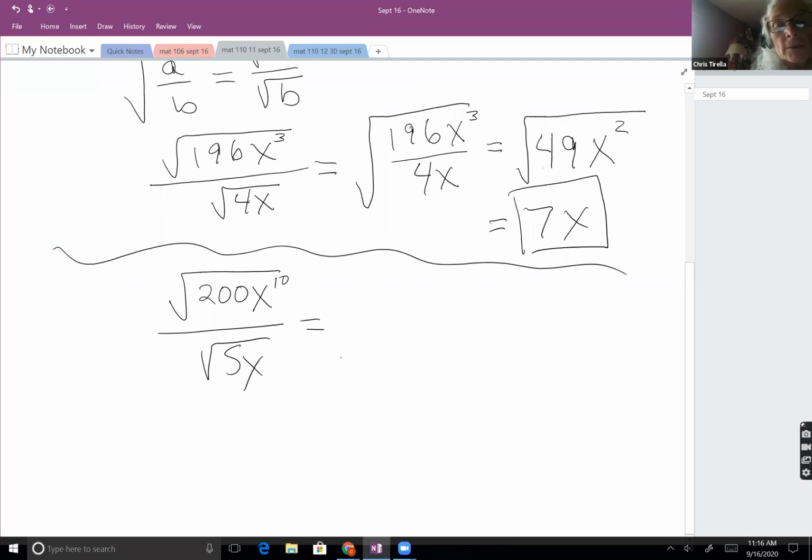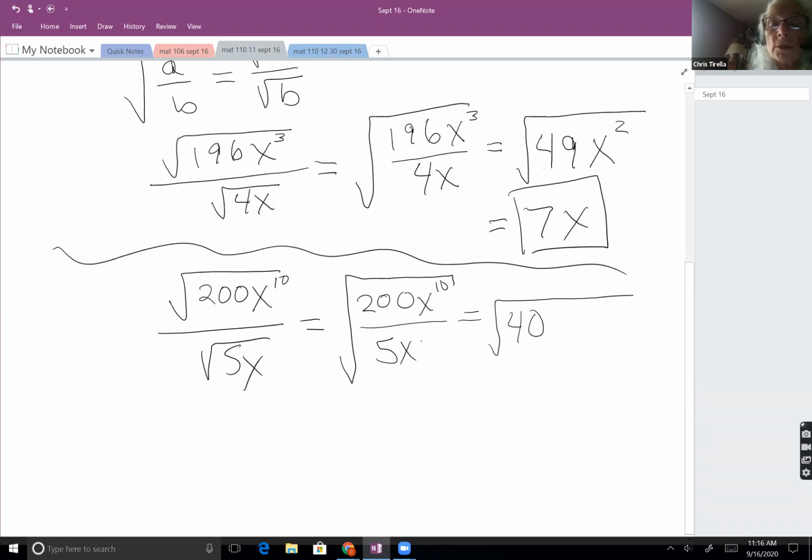both the same radical. So let me first start to see if, when I put the two radicands together underneath one radical, I can reduce that fraction. And yeah, 5 goes into 200. That would go in there 40 times. And x goes into x to the 10th, x to the 9th time. Now what I need to do is simplify that.